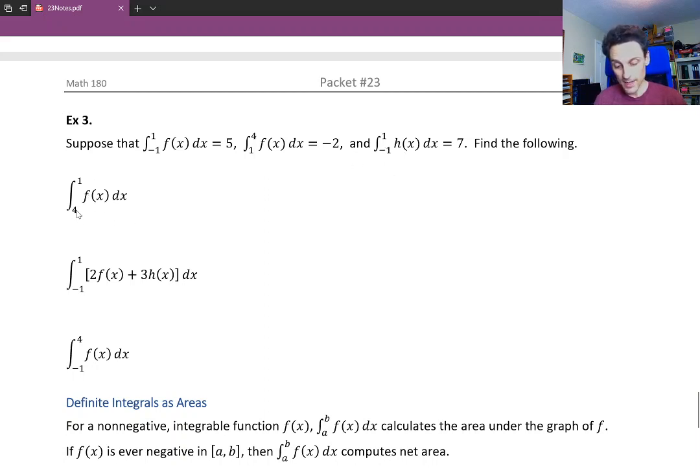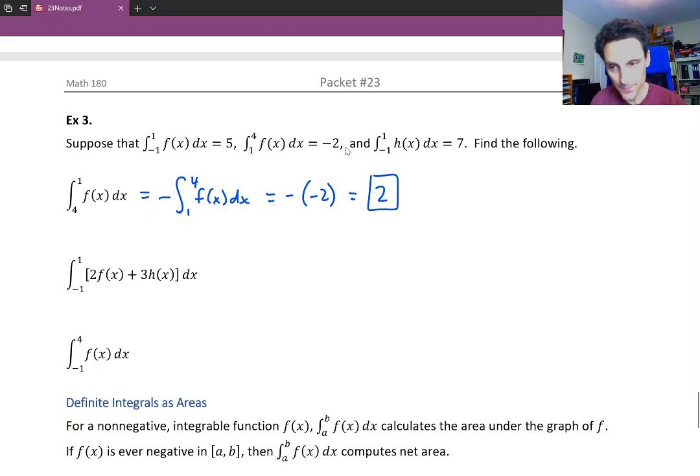So the first thing is we're asked to find the integral from 4 to 1 of f of x. Now that's very similar to this other integral that we saw from 1 to 4, but the limits of integration are flipped around. Well, we know how to deal with that. If we flip the limits of integration, that flips the sign of the integral. And since we already know the integral from 1 to 4 of f of x is -2, we're going to get the negative of -2, which is +2.